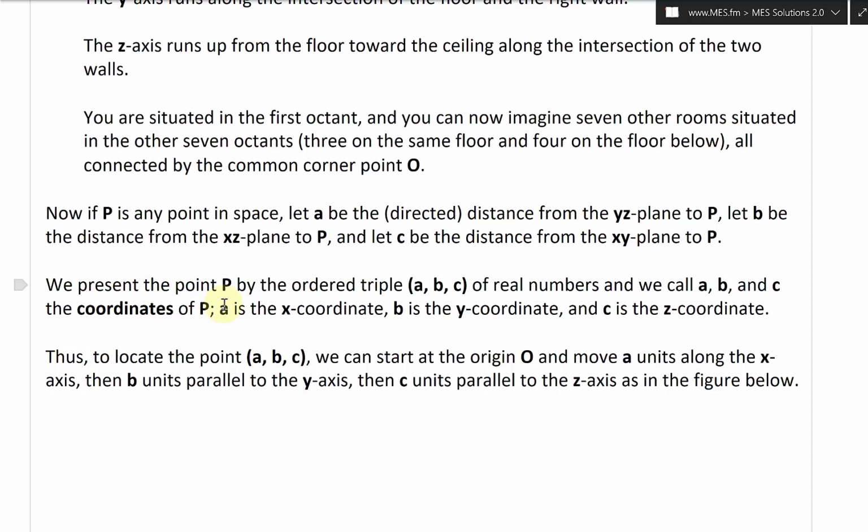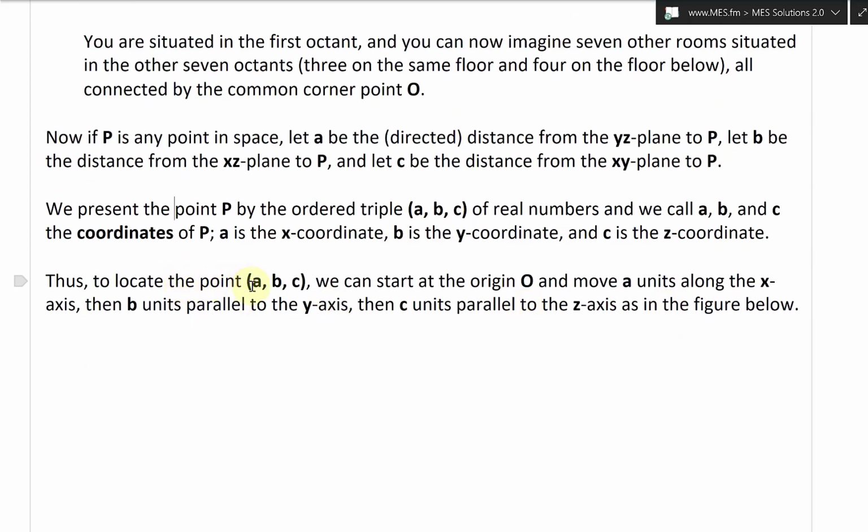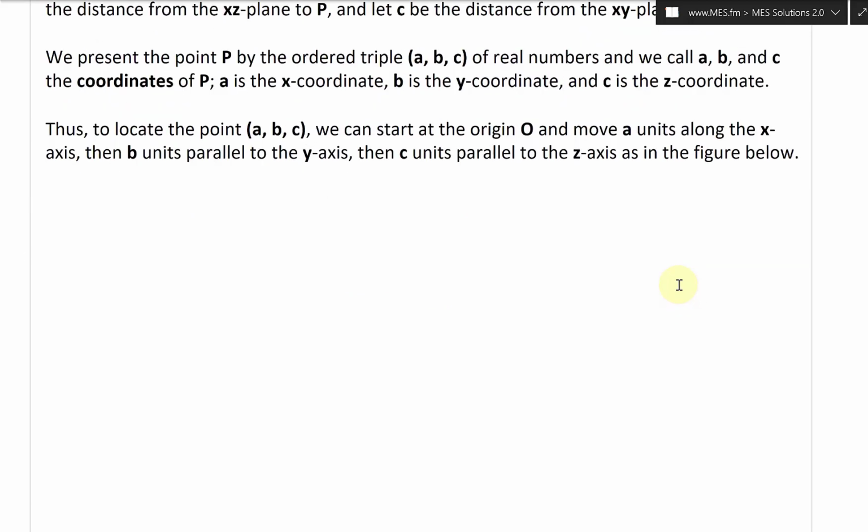Then we represent the point P by the ordered triple A, B, C of real numbers, and we call A, B, and C the coordinates of P. A is the X coordinate, B is the Y coordinate, and C is the Z coordinate. Thus, to locate the point A, B, C, we can start at the origin O and move A units along the X axis, then B units parallel to the Y axis, and then C units parallel to the Z axis, as in the figure below. So we'll put all these words into a drawing to make sense of it.